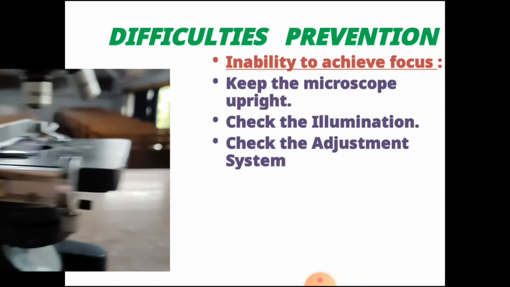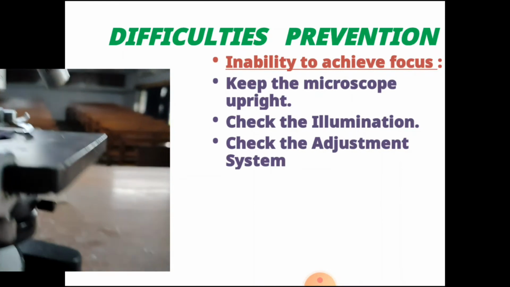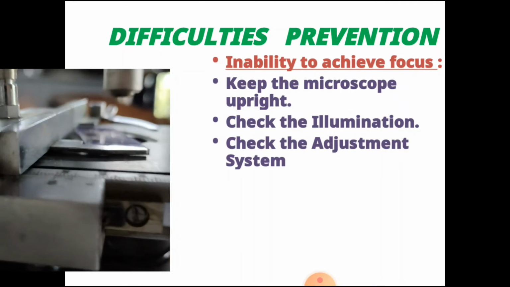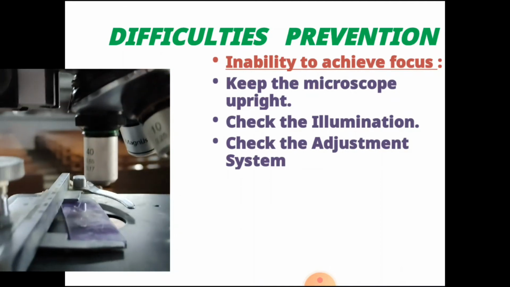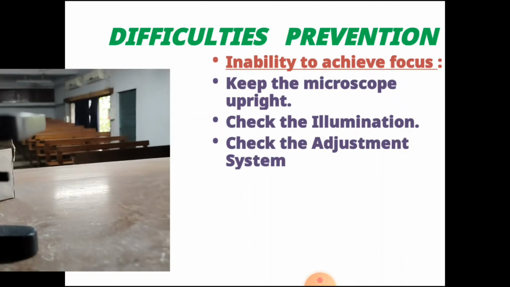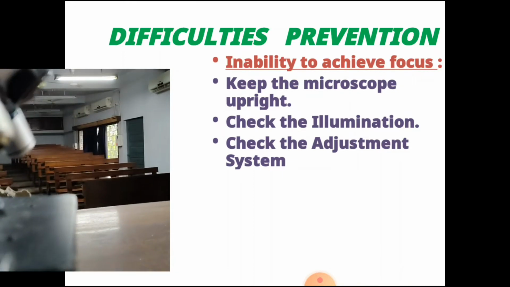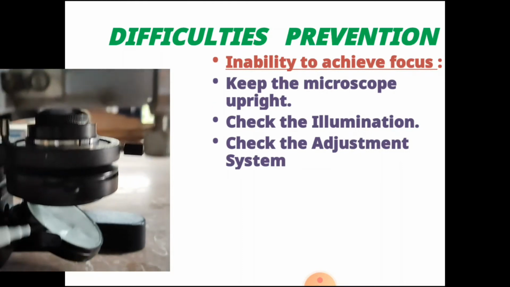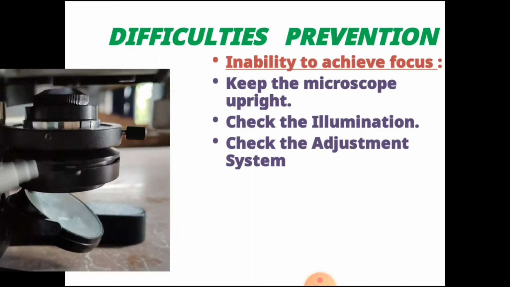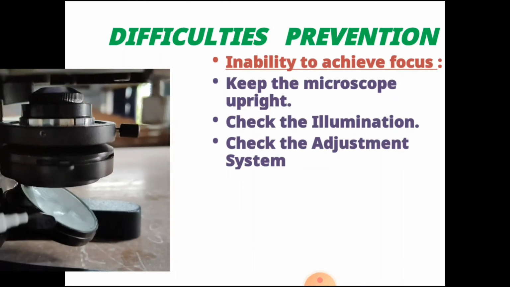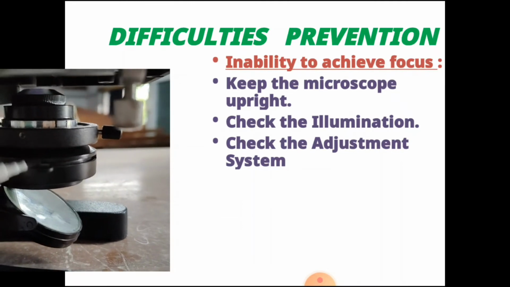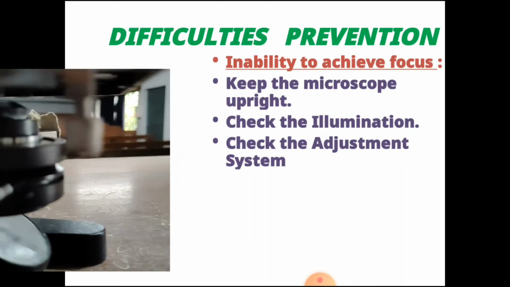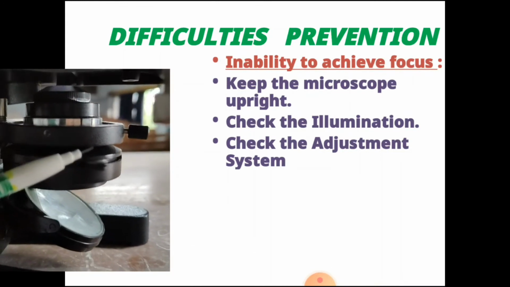And when you use the high power lens, confirmed by a clicking sound, working distance is about 1 to 3 millimeter. Condenser is in the mid position or high up position. Concave mirror is used and iris diaphragm is partially open.